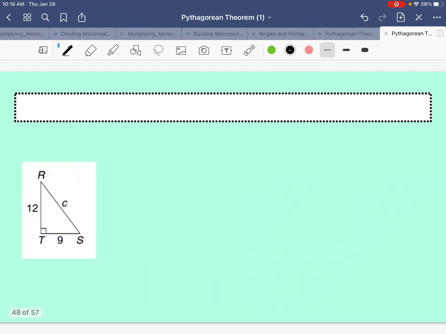So let's put it into action. Example number 1. I'm going to label my triangle A, B, and C. Next, what you always need to do is write your formula out, and if you can't remember it, it's on your reference material sheet. And now let's plug in what we know.